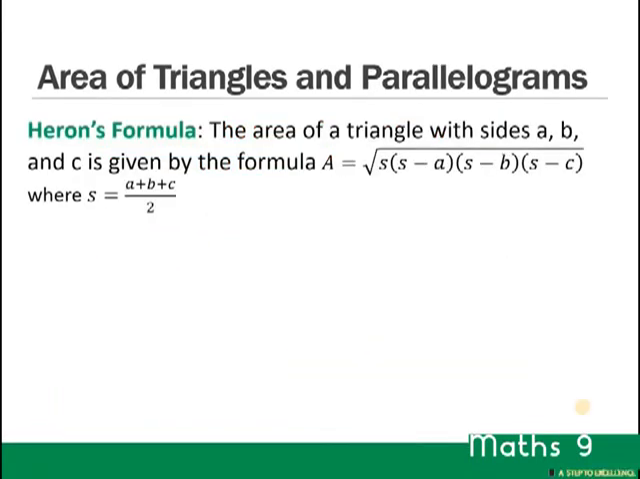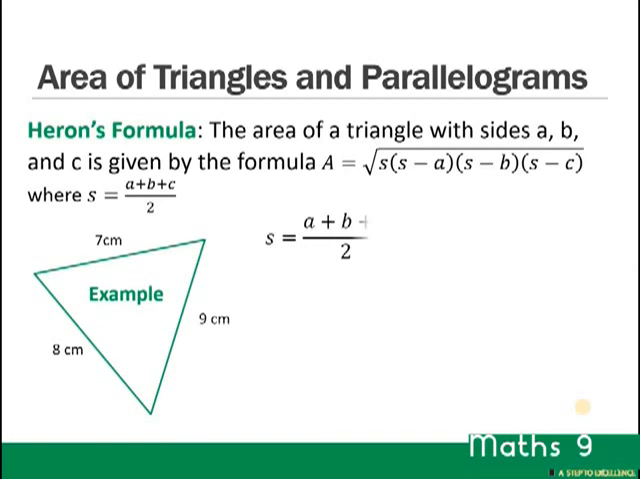Heron's formula. The area of a triangle with sides a, b and c is given by the formula A equals the square root of s times (s minus a) times (s minus b) times (s minus c), where s equals (a plus b plus c) over 2.